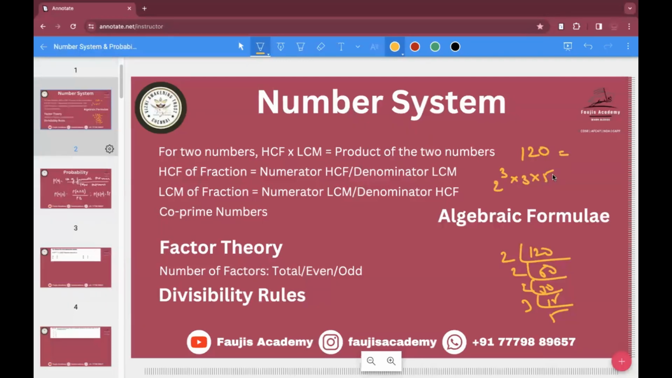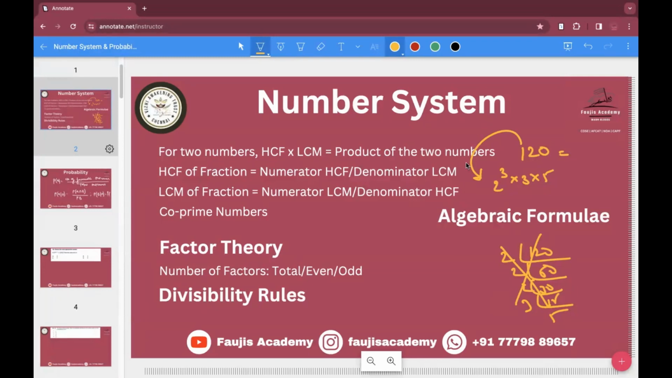Guys, any doubt? No, sir. We can write it. With practice, you should be able to write 120 like this without writing it out. Think in mind, 20 into 6. 20 means what? 4 into 5. So 4 into 5 into 6.